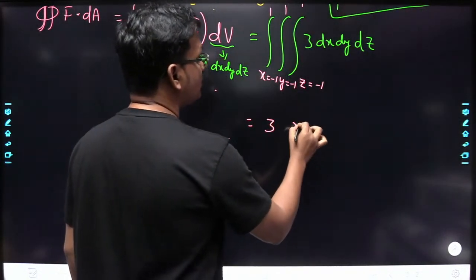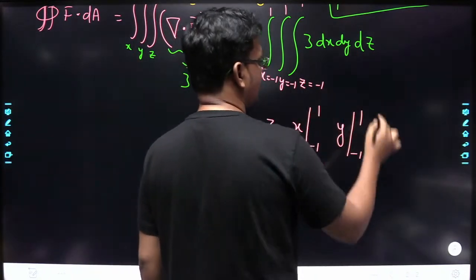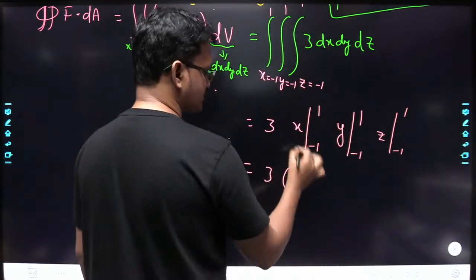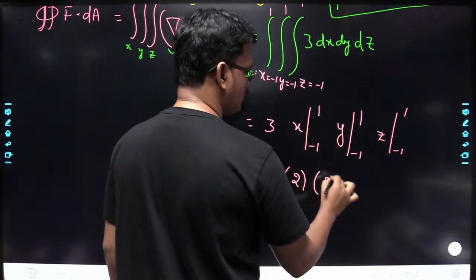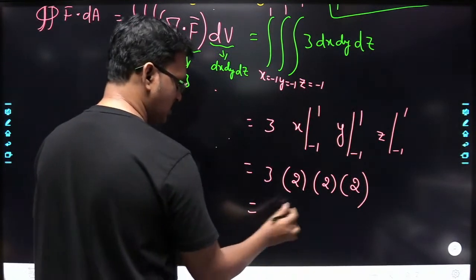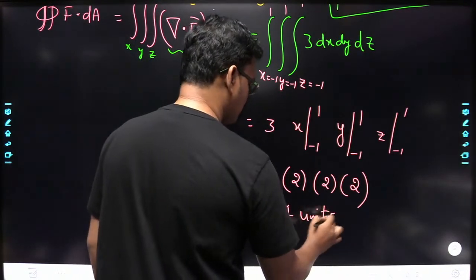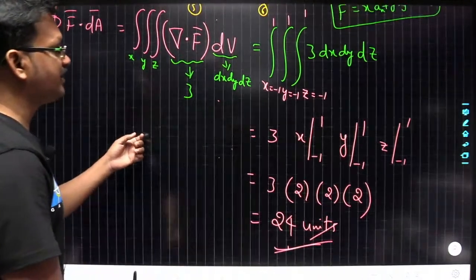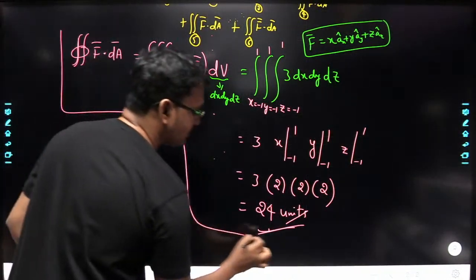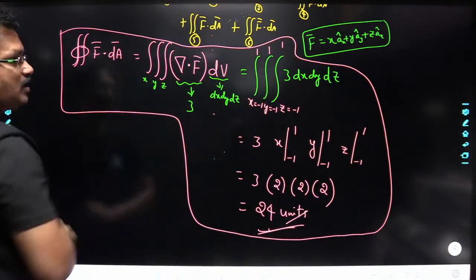So if you do this, you get 3 into x from -1 to 1, y from -1 to 1, and the integral of dz is z from -1 to 1. Substituting, you are going to get 2, 2, 2. So 2 into 2 into 2 into 3, that is 8 into 3, which is 24 units. So you have calculated it in a simple manner. By using the divergence theorem, you can calculate the flux through any closed surface by this simple method.